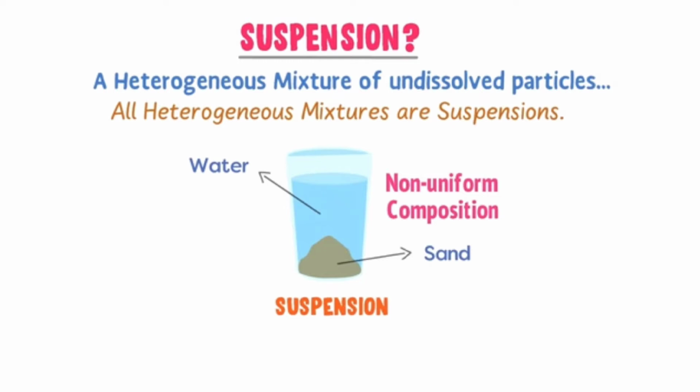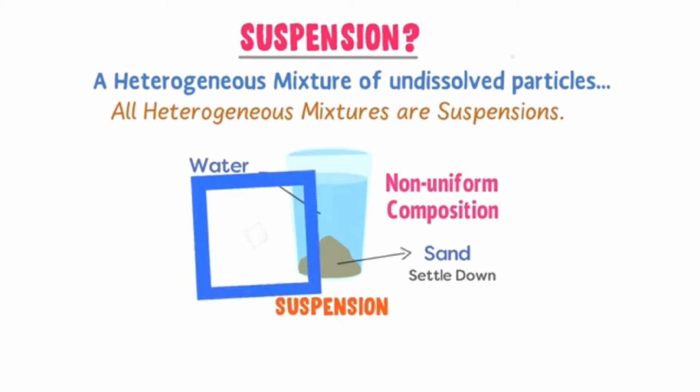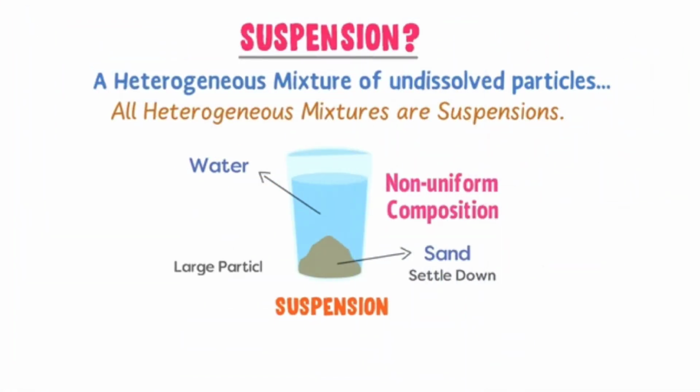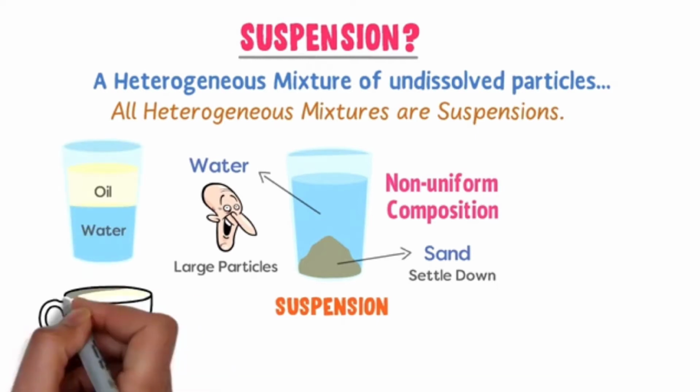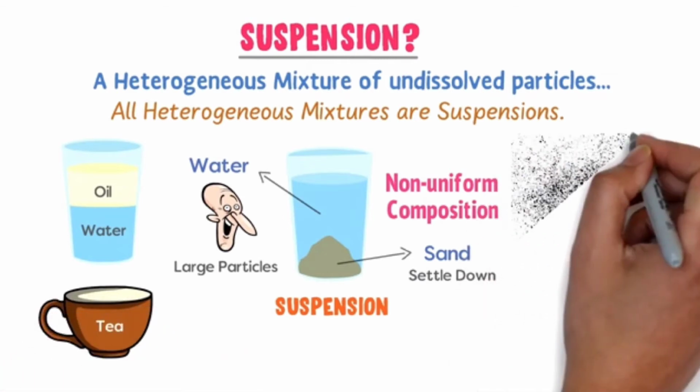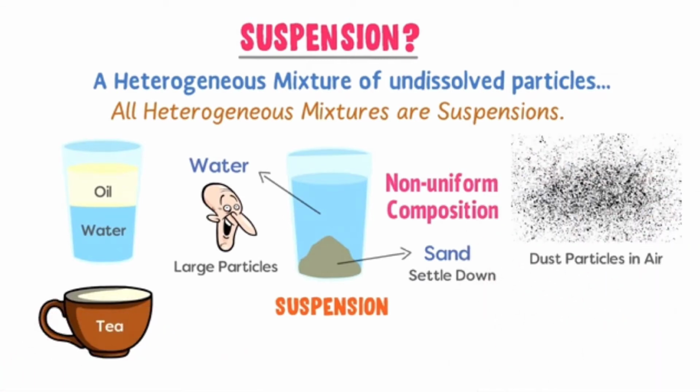Because if we leave sand plus water for some time, sand settles down at the bottom and a clear layer of water appears at the top. We can spot large particles of sand and water with the naked eye in it. So it is a heterogeneous mixture or suspension. Some other examples of suspension are oil plus water, tea, and dust particles in air.